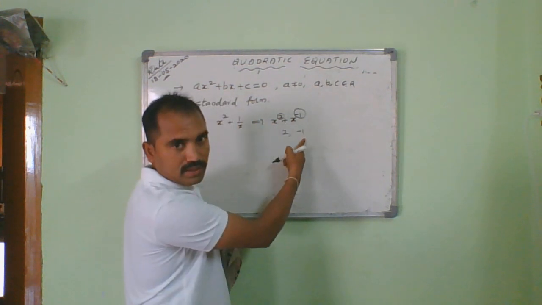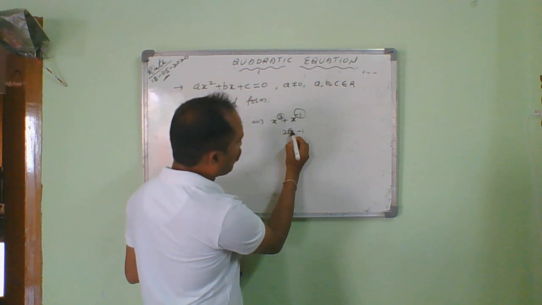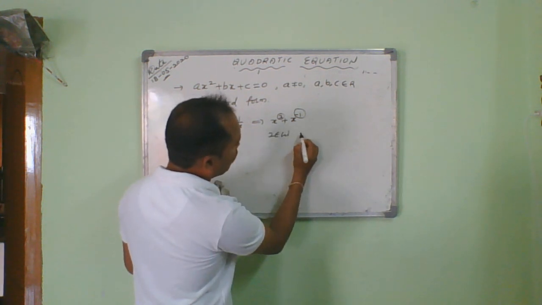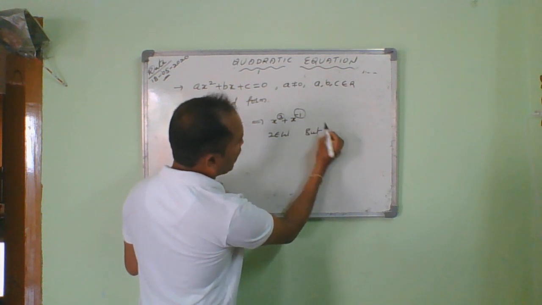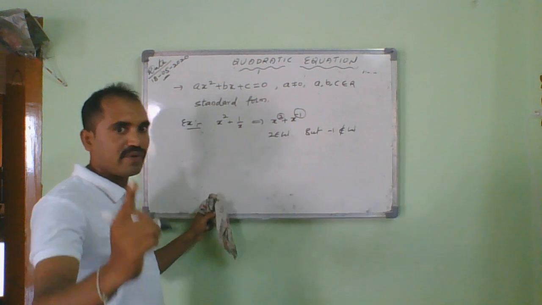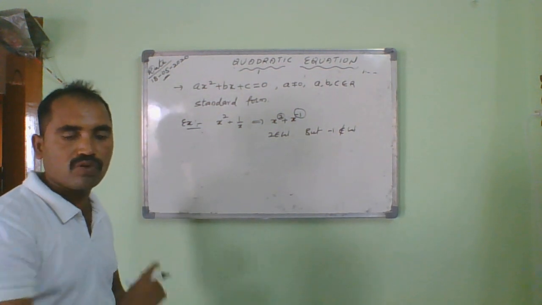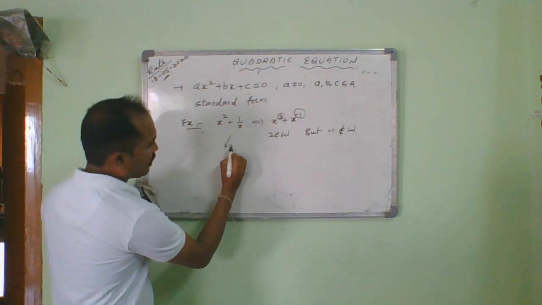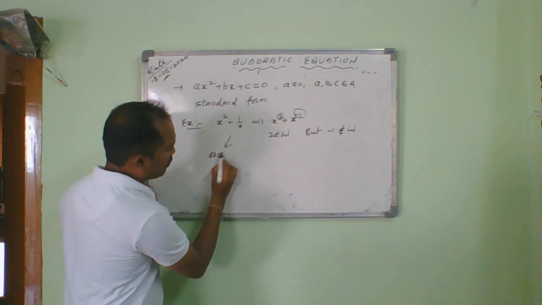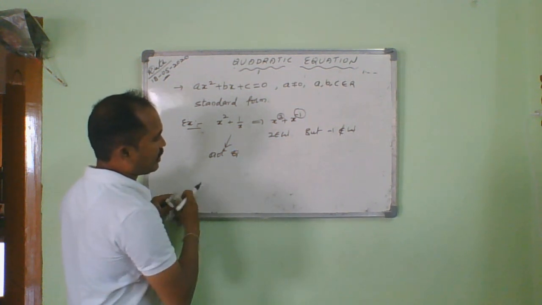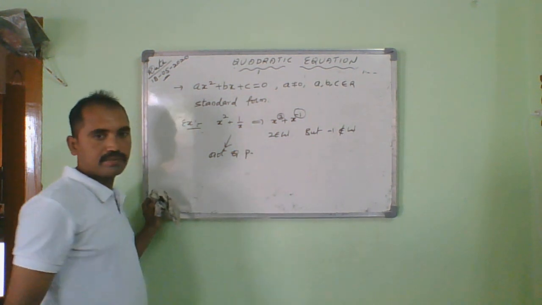Are they whole numbers? No. 2 belongs to whole numbers. 2 belongs to whole numbers. But minus 1 does not belong to whole numbers. So if one variable's power is not a whole number, the given expression is not a quadratic polynomial, not a quadratic polynomial, right?